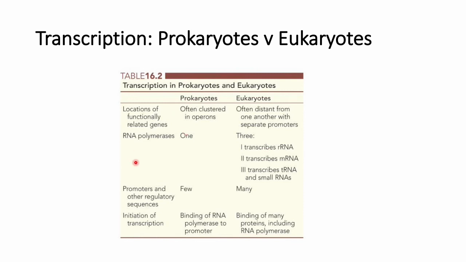In prokaryotes they have one RNA polymerase, whilst in eukaryotes there are 3 polymerases. So we have polymerase 1 which transcribes the ribosomal RNA, polymerase 2 which transcribes the messenger RNA, and polymerase 3 which transcribes the tRNA, and also those small little RNAs known as microRNAs. The regulatory sequences: there are very few in prokaryotes, and there are many in eukaryotes. And for initiation of transcription, you have the binding of RNA polymerase to the promoter, whilst in eukaryotes there is binding of many proteins, including the RNA polymerase.